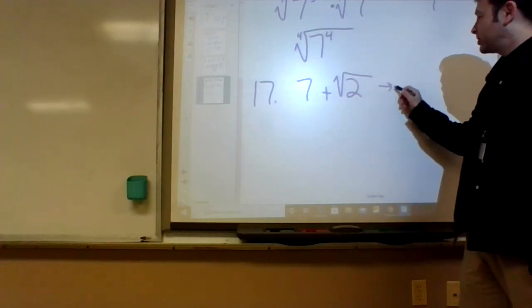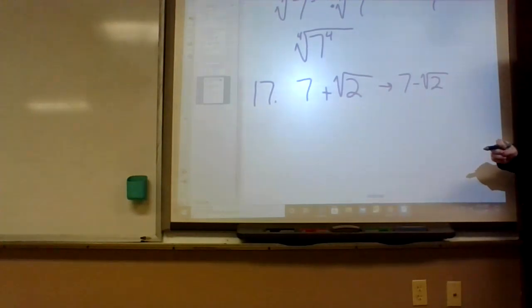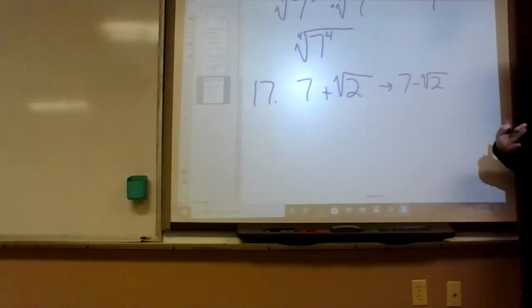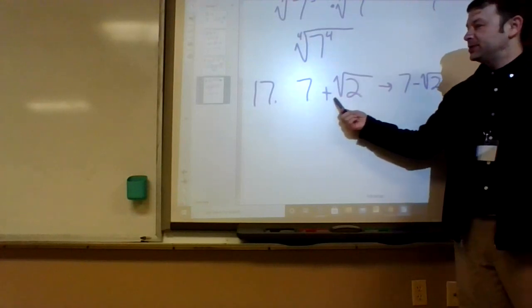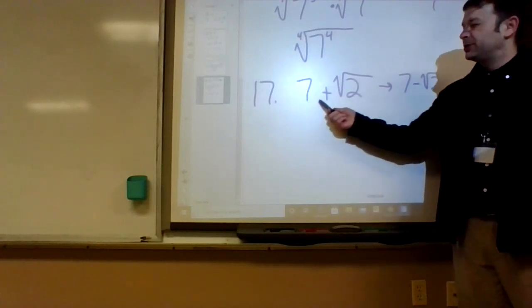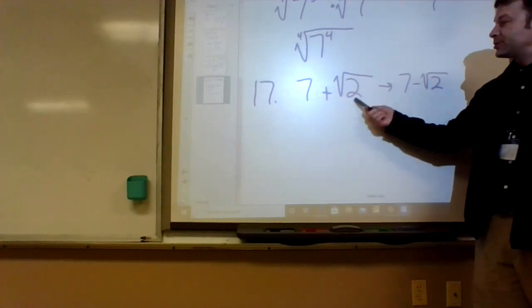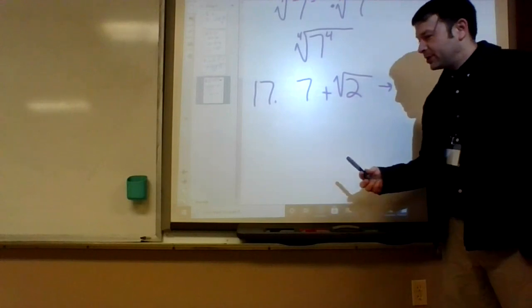Remember what was special about conjugates? When you FOIL them, the middle cancels out. And the middle on these problems happens to be square roots. So if you have one of these two-term binomial things, you can get rid of the square root by multiplying by the conjugate, which we're going to do here in a second.